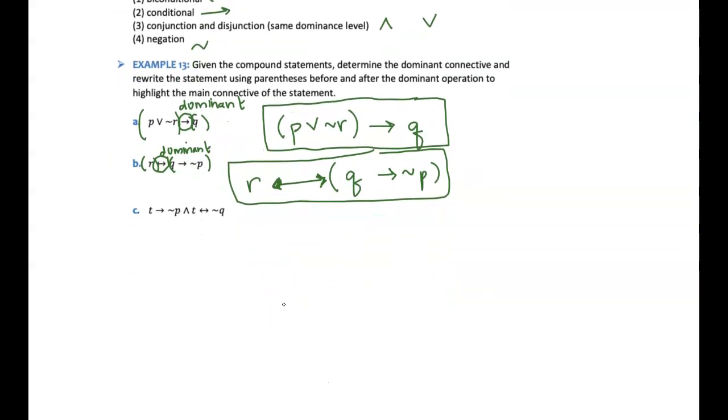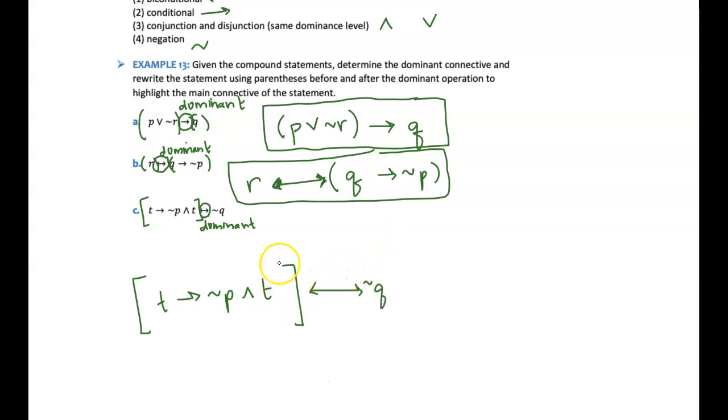Part C. In this case, we again have both a conditional and a biconditional, but our biconditional is going to be most dominant. Okay. So let's use grouping symbols both before and after. I'm going to use brackets to highlight, or you could have used parentheses to highlight, everything on the left of the biconditional, and then we wouldn't need parentheses or brackets on the right because it's a single statement.